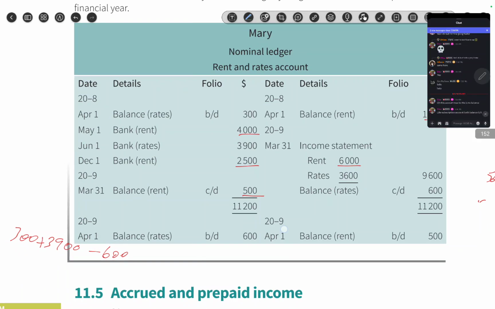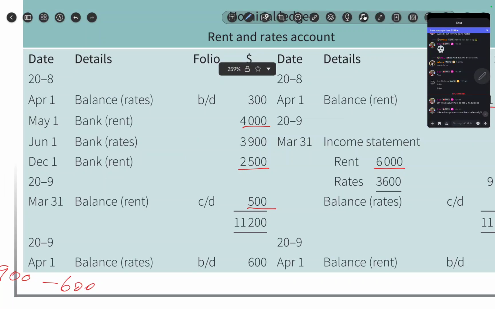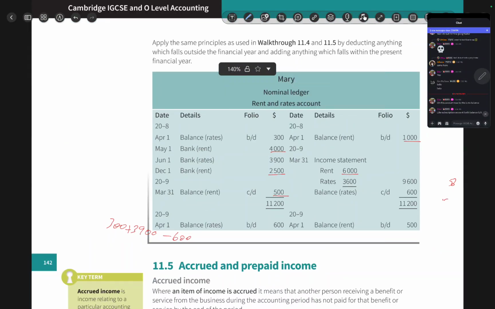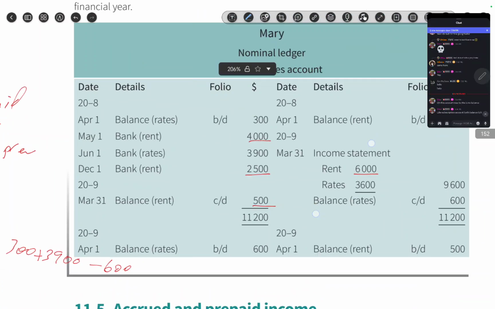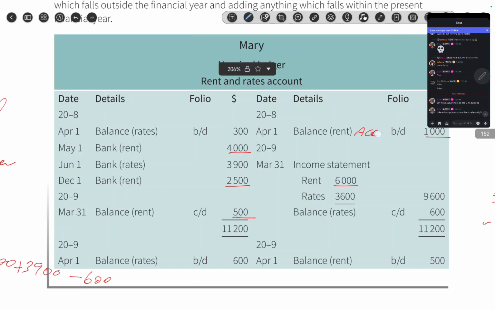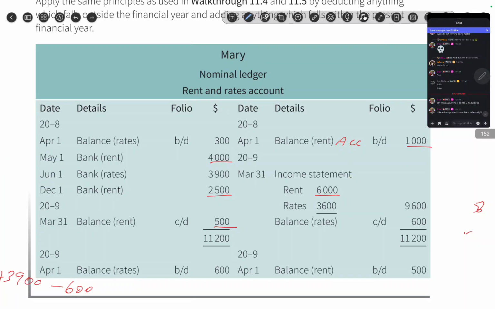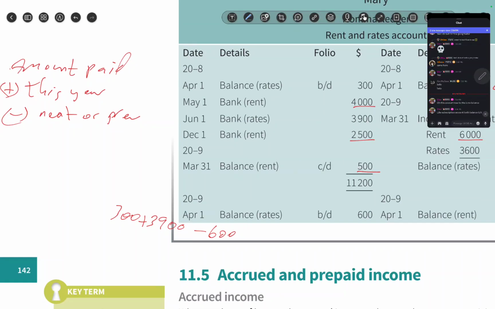Now we are adding this 4,000 because we take the amount paid, the formula I told you earlier: you just take the amount we paid, add anything that's relating to this year, and subtract anything that's for next or previous year. This we discussed was accrued. Accrued means that it's owing at 1st April 2008, meaning it's something relating to previous months. It's not something relating to this year, but it's owing this month. So this is of course not part of this year, and that's why we subtract 1,000.